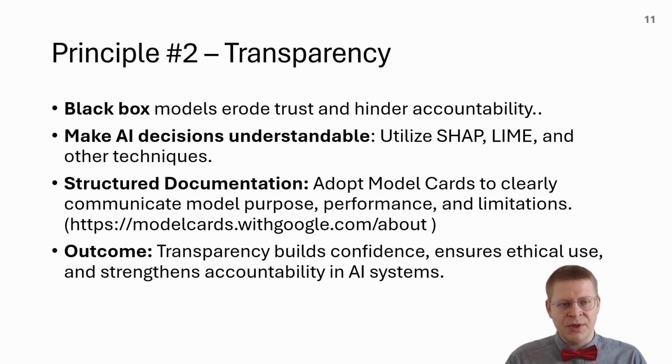But transparency goes beyond interpretability tools. It also requires structured communication. This is where model cards come in. For example, Google's model cards provide a clear, standardized way to share a model's purpose, performance, and potential limitations. By being transparent, we not only enhance user trust, but also ensure ethical and responsible AI use, aligning with accountability standards. And transparency is not just about tools, it's about creating an open dialogue between AI developers and users.